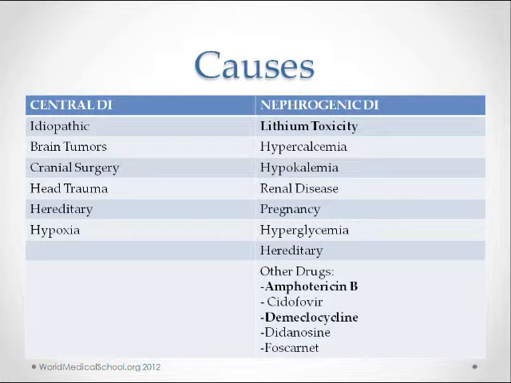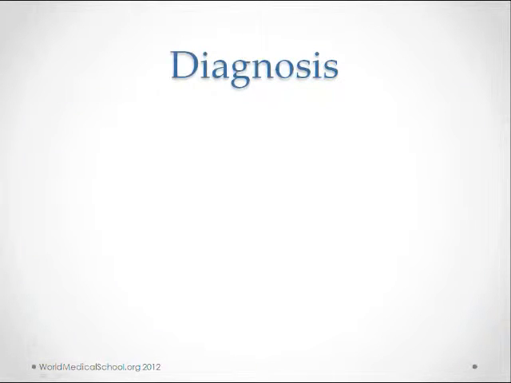Other causes include electrolyte disturbances like hypercalcemia or hypokalemia, renal diseases, pregnancy, which could be temporary as it may resolve spontaneously after pregnancy, hyperglycemia, hereditary, and drugs, among which amphotericin B and demeclocycline are highly tested. It's important to know how to diagnose diabetes insipidus. The pathway in this slide is very high yield for the exam.